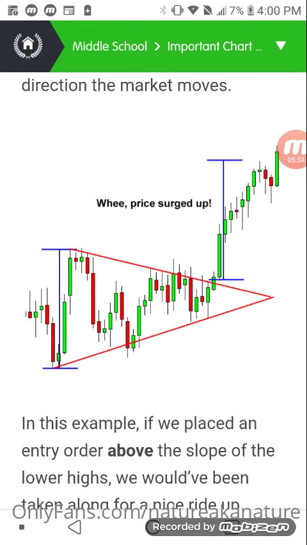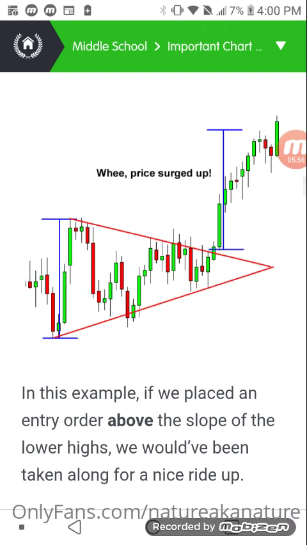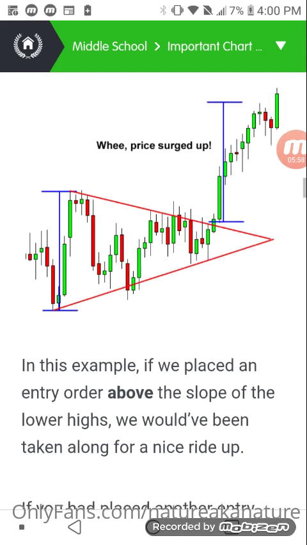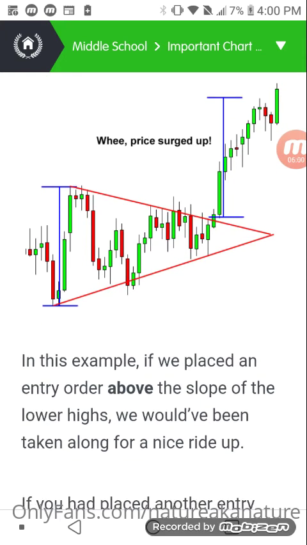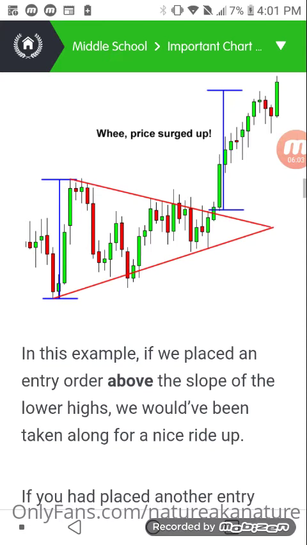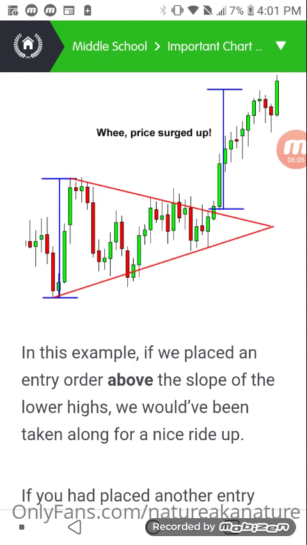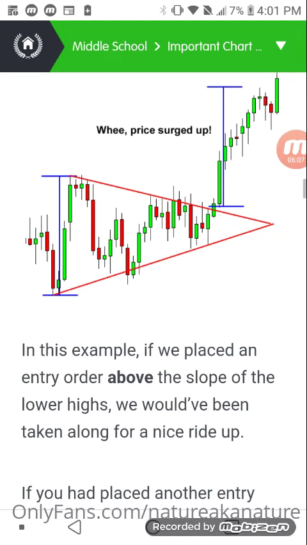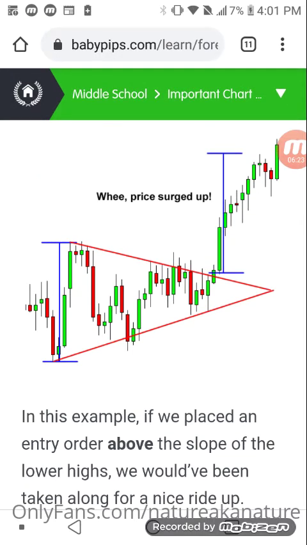All right. In this example, we place an entry order above the slope, and we place an entry order below the slope. However, with the slope of the lower highs, we would have been taking a long ride for a nice rise up. So when price eventually breaks up, it breaks up towards the lower highs and not towards the higher lows. When price breaks up towards the lower highs, it takes us on a nice ride, a nice couple pips, depending on your position size.